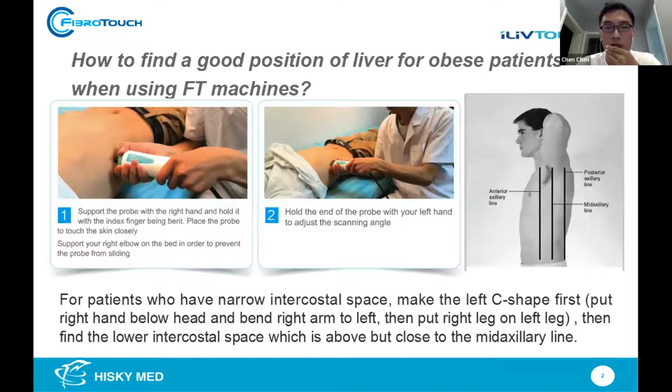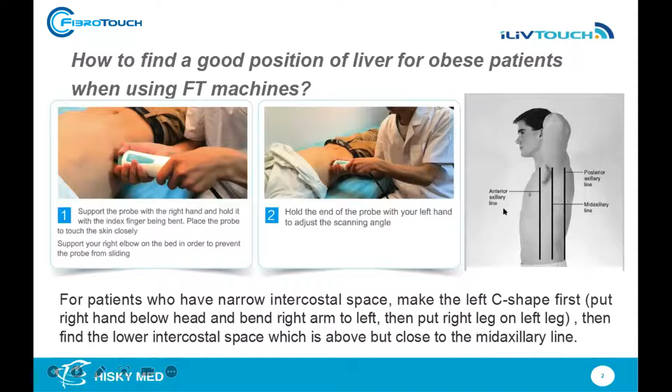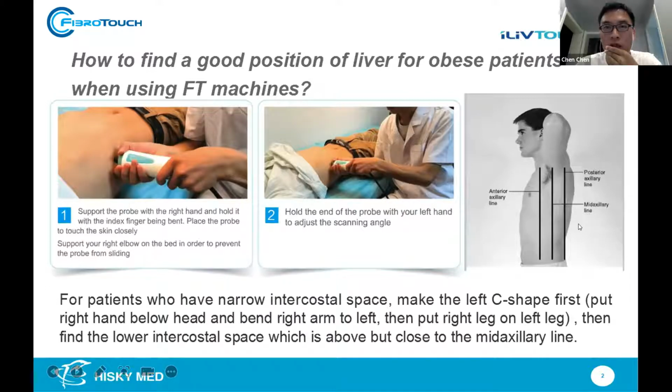And for the position of the liver for those thin patients, as we can see in the picture, for the patients we usually find the position near the midaxillary line. But for those thin patients, the position we choose is in the lower intercostal space, above but close to the midaxillary line. It means the position we choose is between the anterior axillary line and the midaxillary line, but still near the midaxillary line. That is for the thin patients. And we can see in the first picture and second picture the correct way we hold the probe to measure the thin patients.